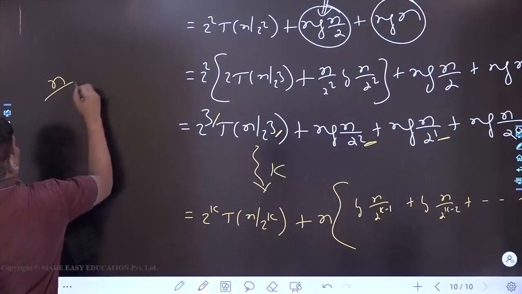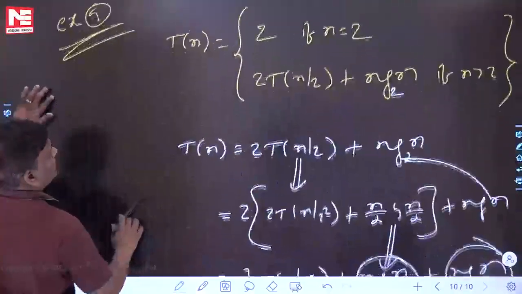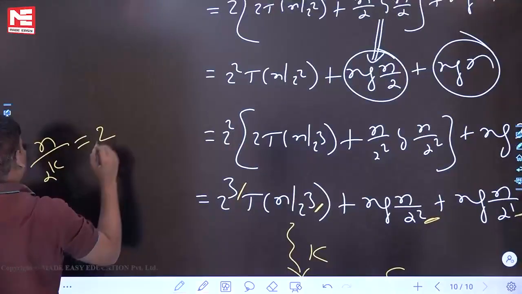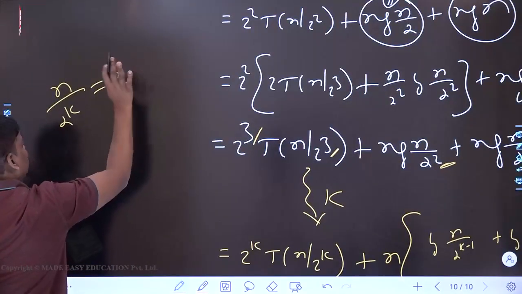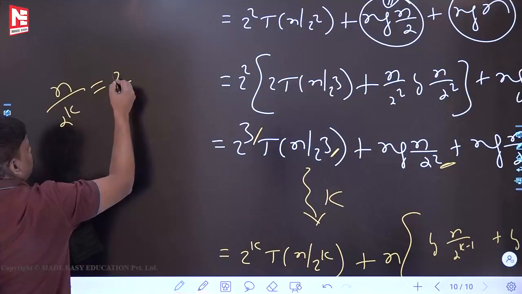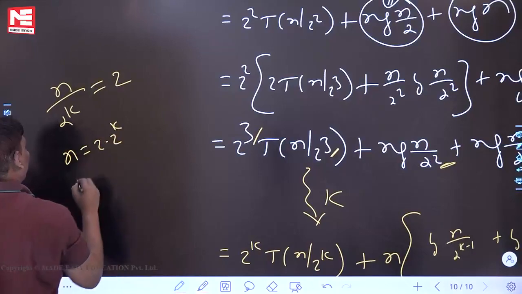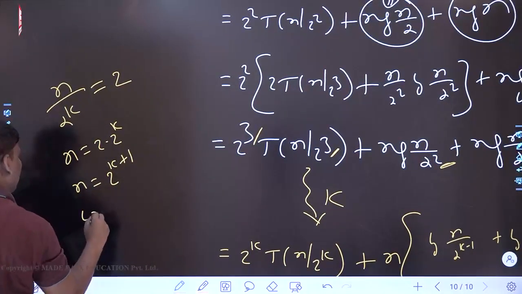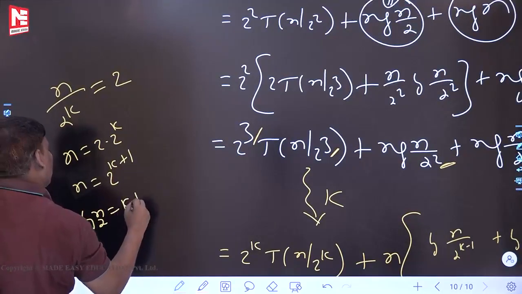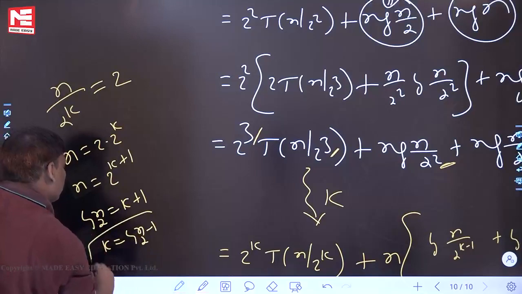Next, if you want to find the k value, n/2 power k is equal to, depending upon what is given, the termination is 2. If it is not given, you can keep 1 also, 10 also, anything is okay. n/2 power k is equal to some constant. Next, n is equal to 2 into 2 power k, which goes to n is equal to 2 power k plus 1. Finally, log n base 2 is equal to k plus 1. K is equal to log n base 2 minus 1.